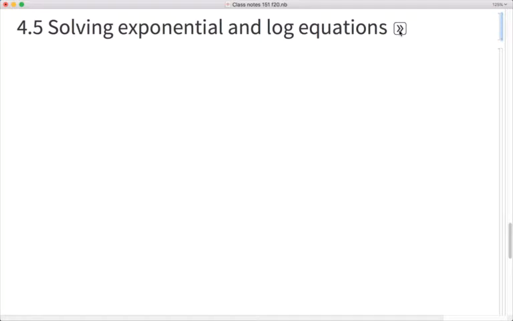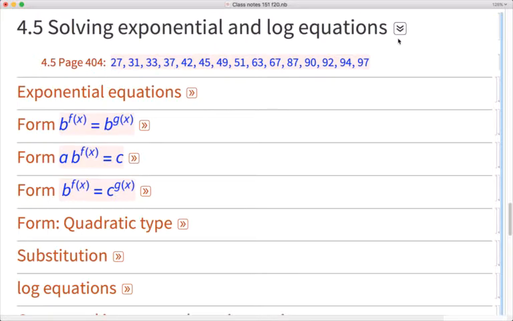Section 4.5, solving exponential and log equations. Quite a long list of problems. Not a lot at the beginning because the web work problems covered those pretty well.